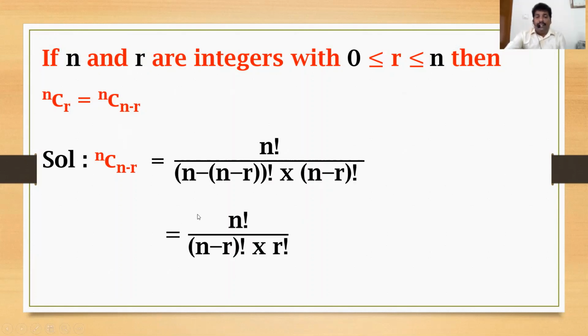So this is again in which form? n factorial divided by (n minus r) factorial into r factorial. This is nothing but the nCr formula. So nC(n minus r) is equal to nCr. These two are equal. We should remember this formula; while doing problems, we'll use this formula. nCr is equal to nC(n minus r).